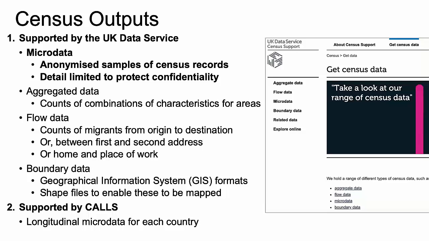We also support census flow data, and these data count migrants from one place to another, from home to place of work, for example. We also provide access to the data that allow you to produce maps, and these are called boundary data. These are basically the shape files that allow us to look at the boundary so that we can create maps. But in the UK Data Service, we don't have the longitudinal microdata. If you're interested in these sorts of data, you can access them through CALLS, and they support the UK census-based longitudinal studies.